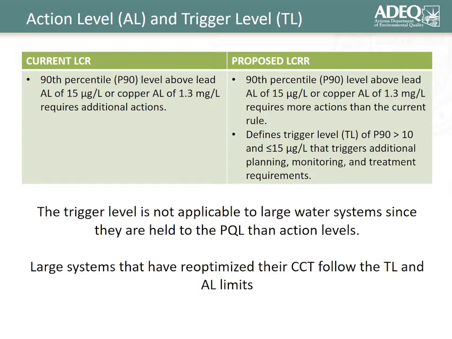Trigger levels in this case are not going to be applicable to the large water systems. Like I mentioned before, they're held to something called a PQL, or practical quantitation limit. For lead, that is 0.005 milligrams per liter. So their 90th percentile is held to a very stringent, very tight number compared to that 15 micrograms per liter.